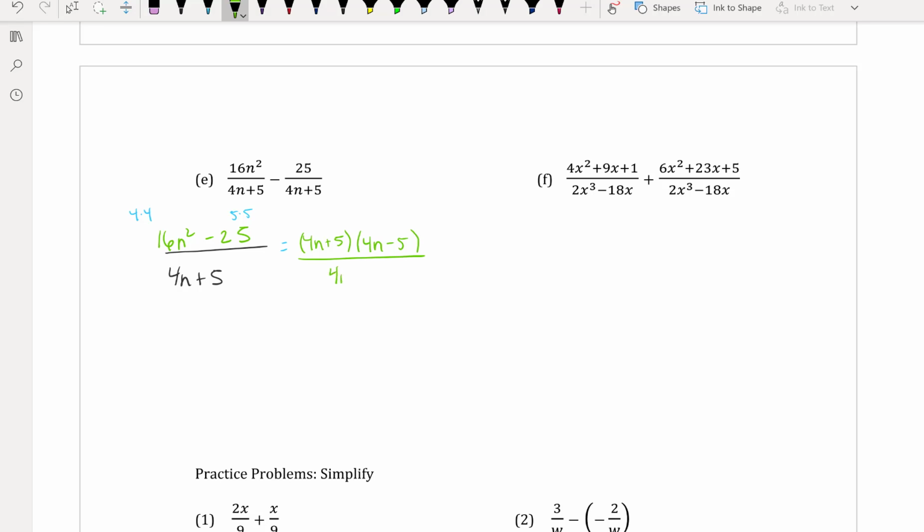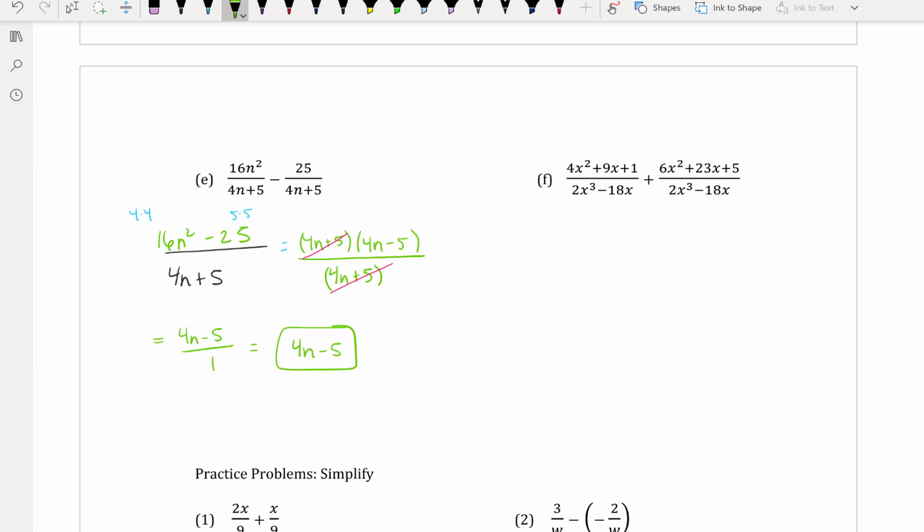And down at the bottom, I have the 4n plus 5. So I can go ahead and simplify. So the 4n plus 5's cancel. So I'm left with 4n minus 5 over 1, which is the same as just 4n minus 5. So I'm going to write that as my final answer.